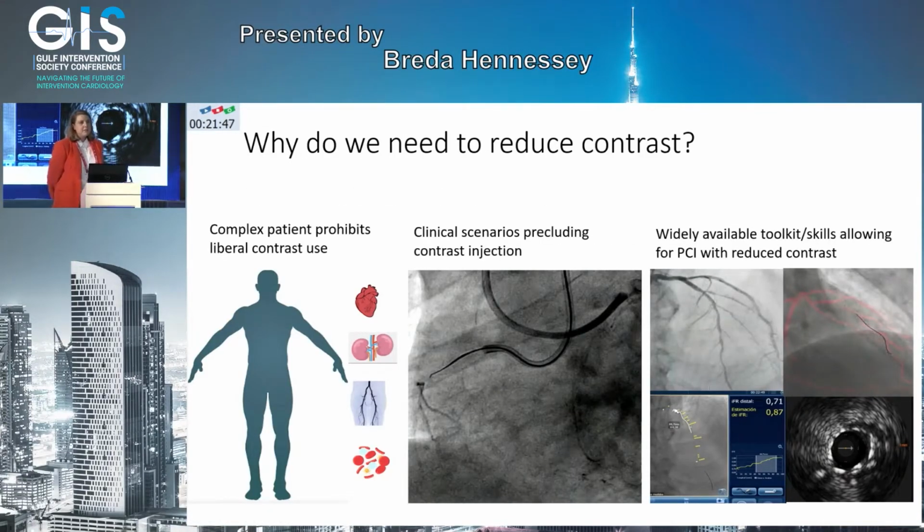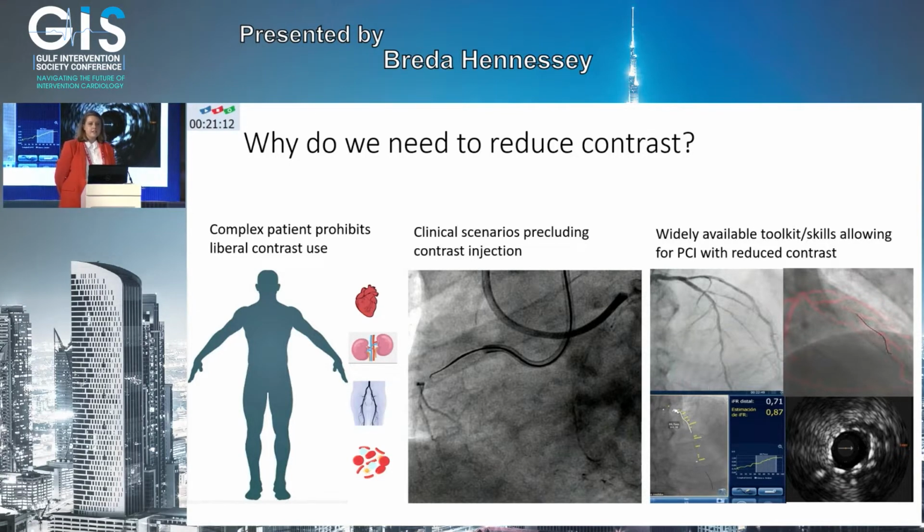So I suppose the question we need to ask ourselves is, why do we need to reduce contrast? I think the patients that we're now treating in our cath labs on a daily basis are increasingly complex. We have patients with chronic kidney disease, increasing numbers of patients with diabetes, and other risk factors that leave them at risk of contrast-induced kidney injury. There are a number of different clinical situations that we encounter that prohibit large volumes of contrast.